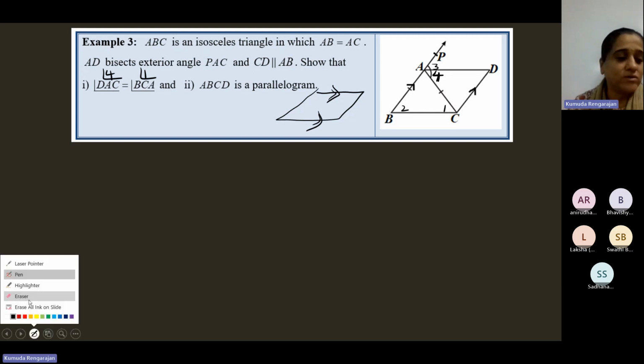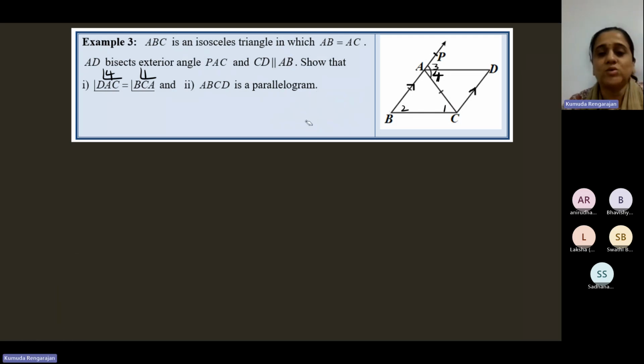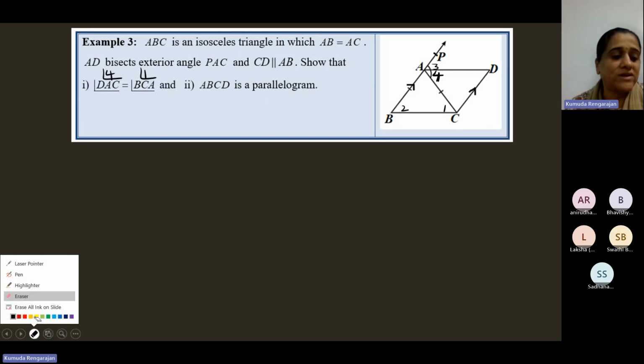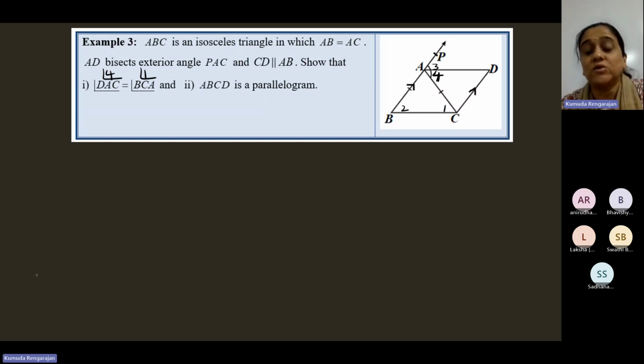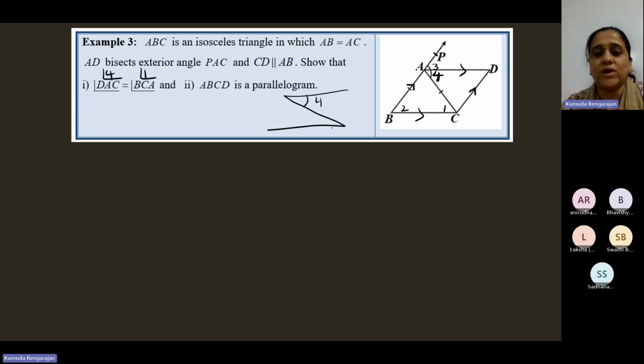Okay. And also, to say that angle 1 is equal to angle 4 using alternate interior angles, these two lines have to be parallel. It should be parallel lines with a transversal. Then only angle 4 is equal to angle 1, since alternate angles are equal. Correct?